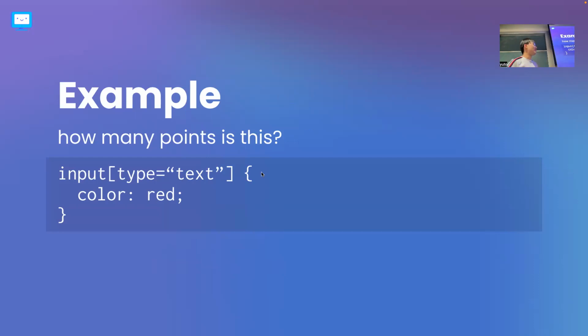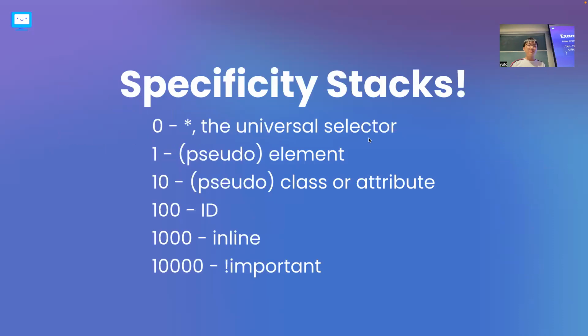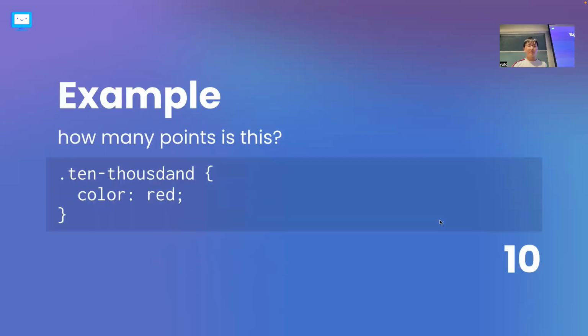Okay, hopefully you have an answer in your head now. This is 11 points. It's because you have this attribute here that adds 10 points. This is an element, so that adds 1 point. You have 11 points. Yeah, element adds 1 point, attribute adds 10 points. Okay.